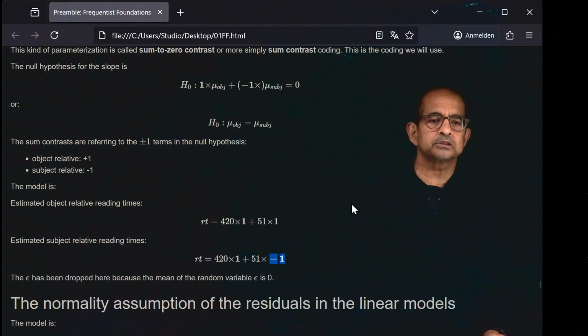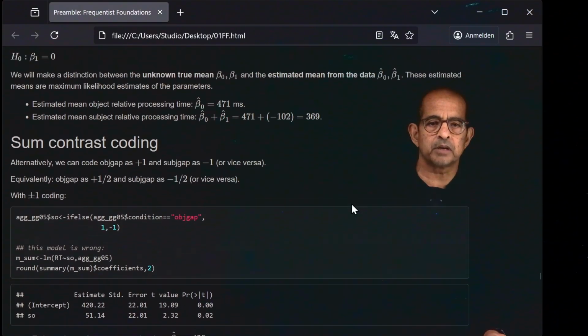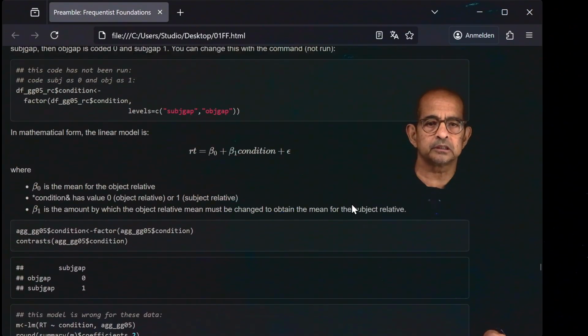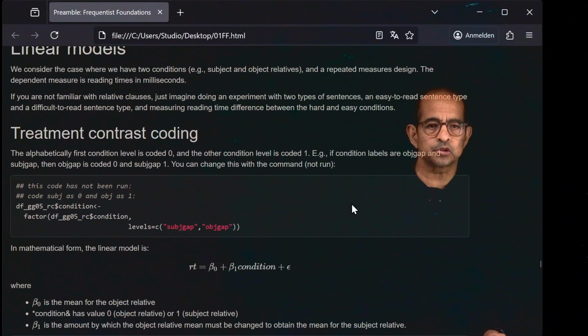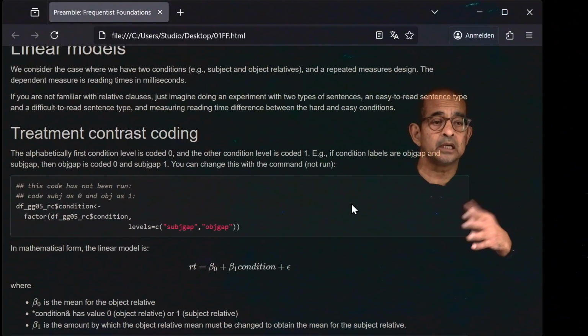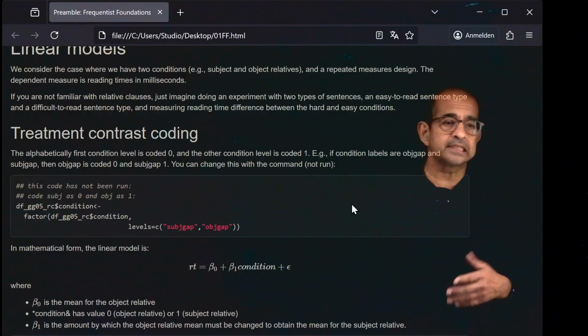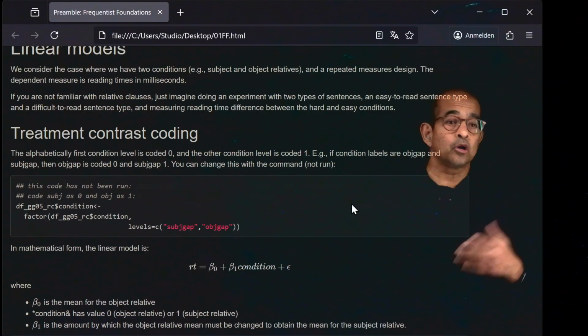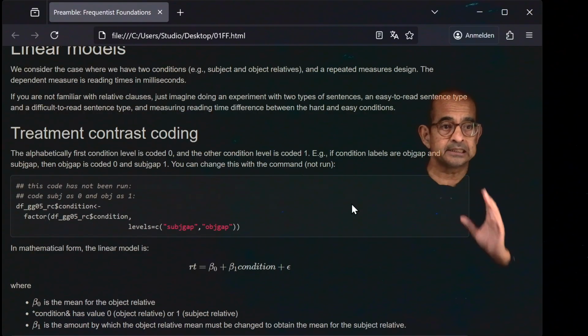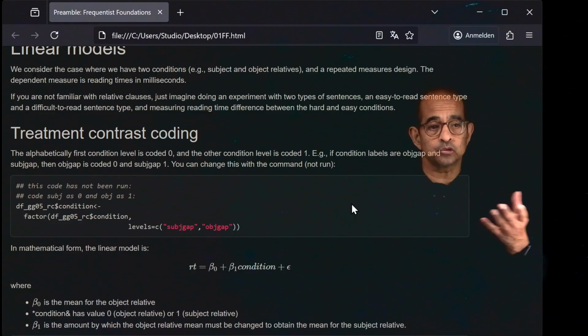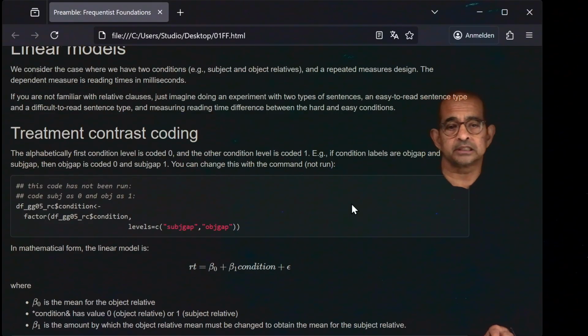Okay, so that was one important thing I wanted to mention about linear models, the kind of contrast coding that you do. It's very important when you have more complex designs like a 2x2 design or a 2x3 design, to start thinking seriously about what hypotheses you want to test and how those would translate into contrast coding, right?